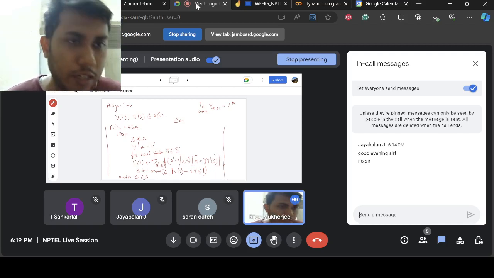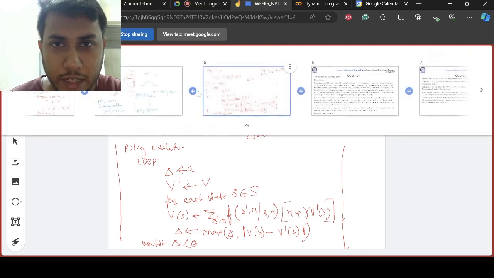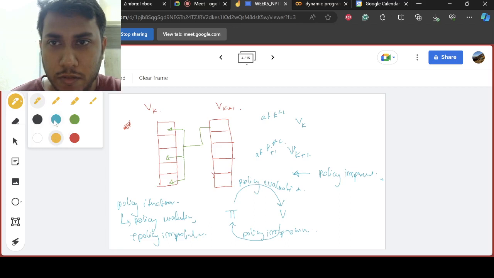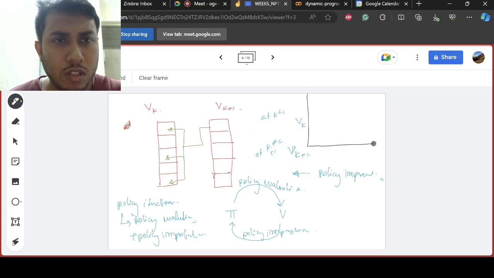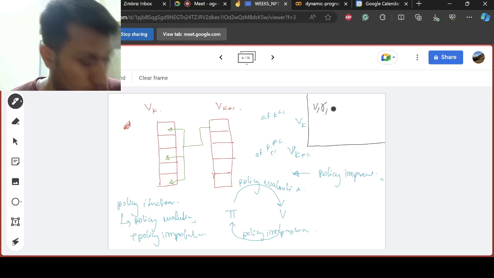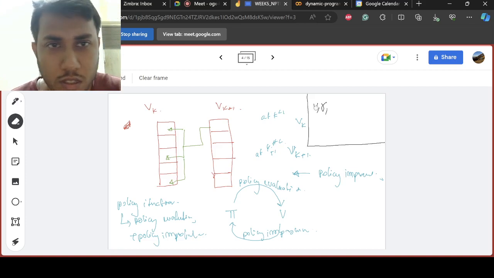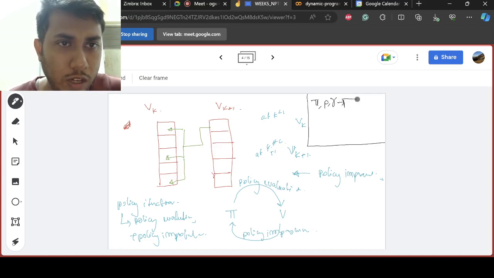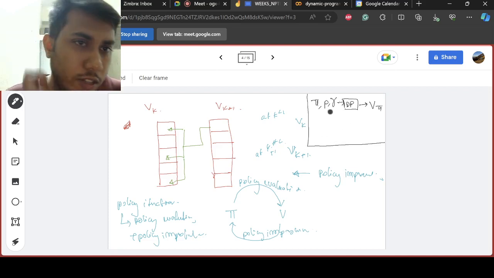Okay, and how will you now improve it? Let me write another important thing. Suppose you have been given pi, p and gamma. You give it to a DP, and you get the value function, that is your v of pi. That is your policy evaluation.